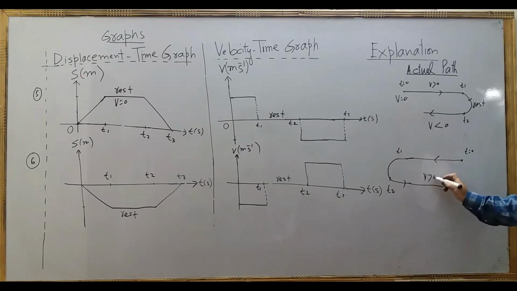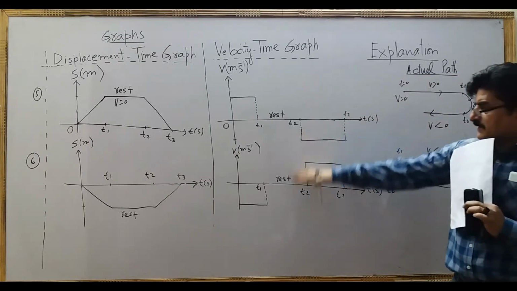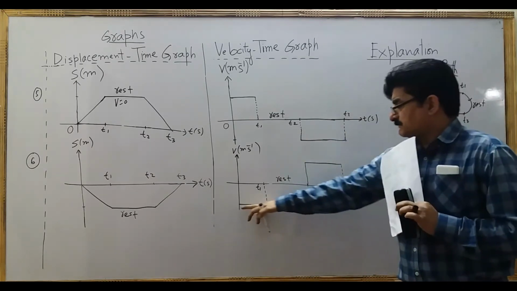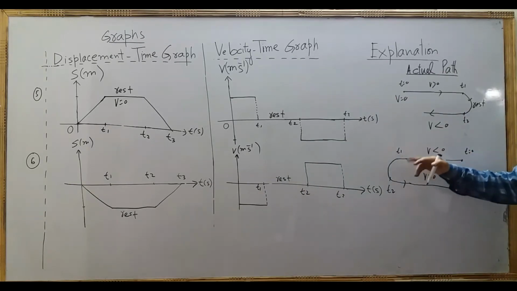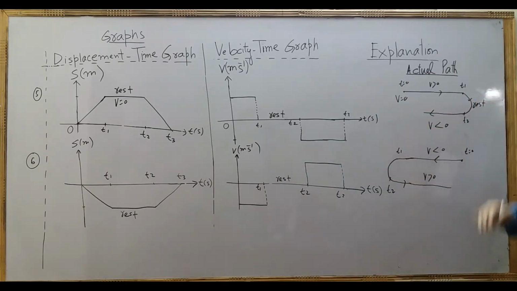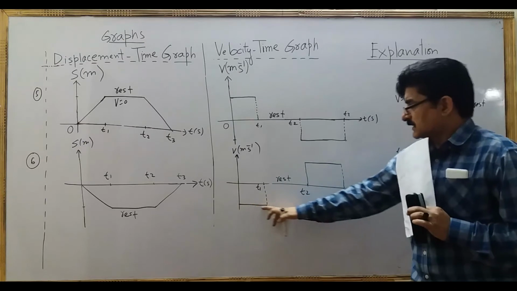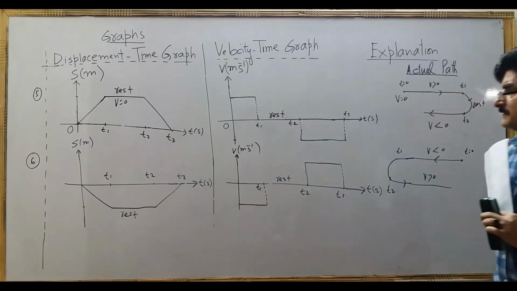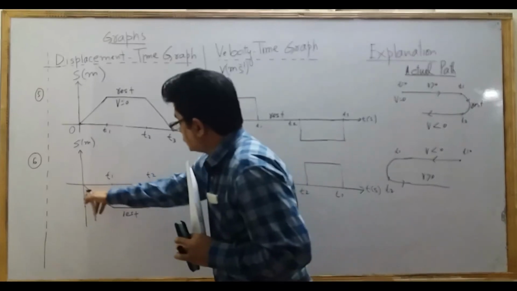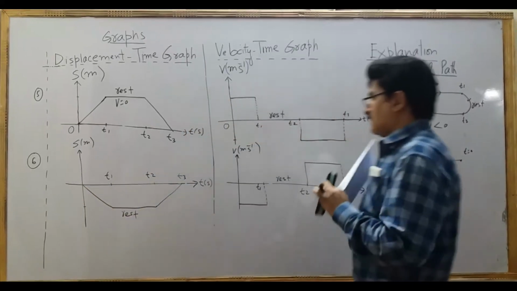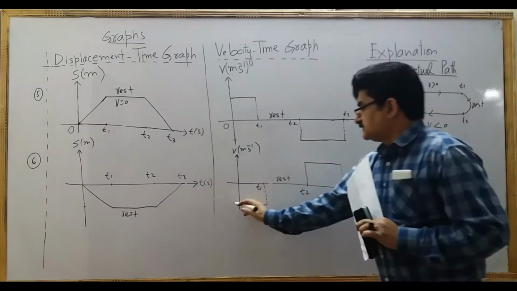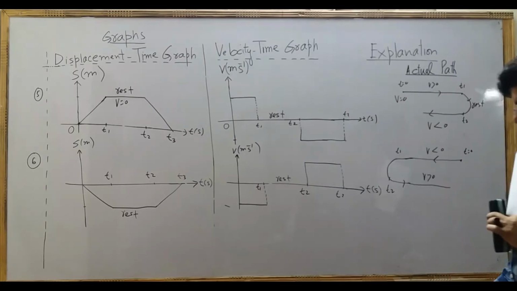So velocity is positive here, and velocity is negative there. Therefore, see the velocity-time graph: because it was moving towards the left, velocity is negative whenever it moves towards the left. So the graph is down. The gradient of this graph will be negative also.